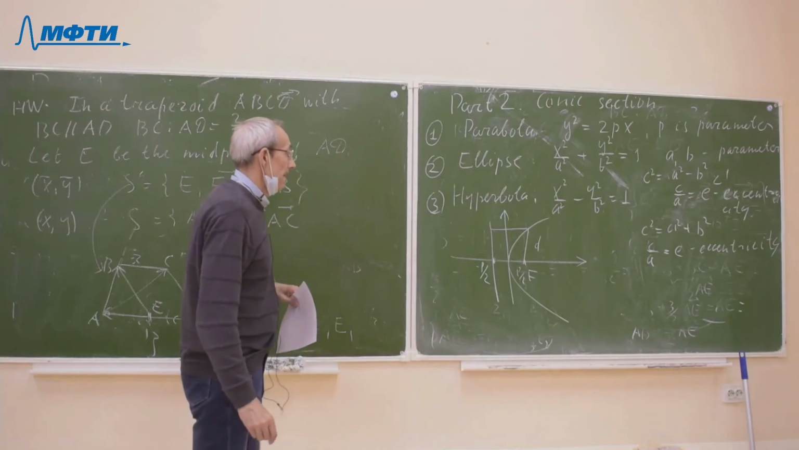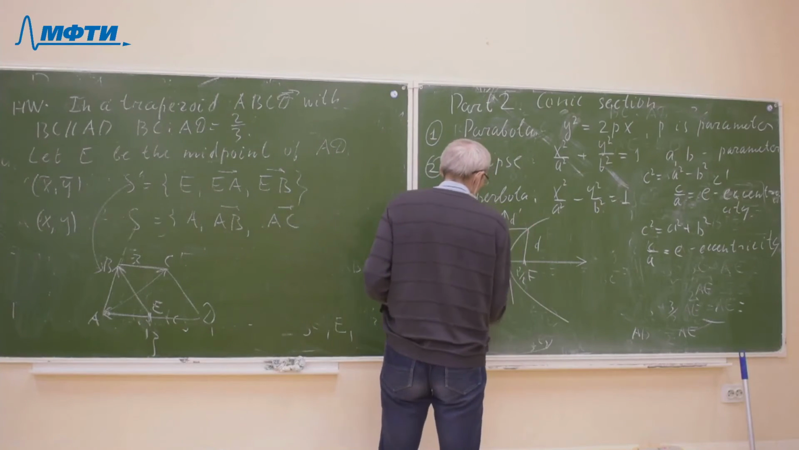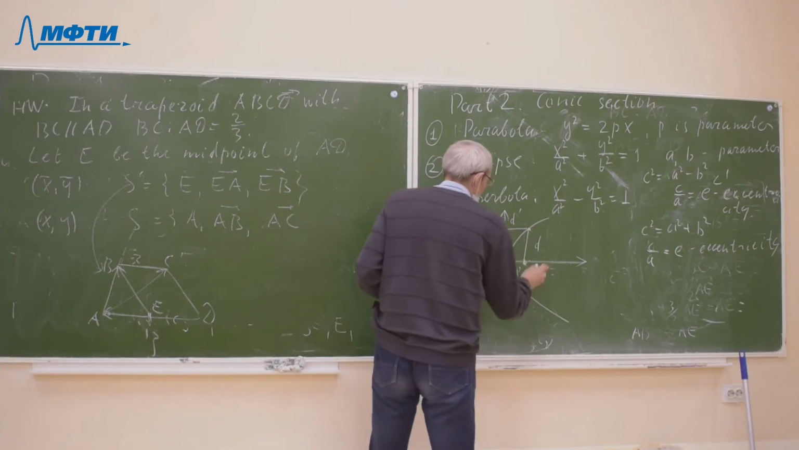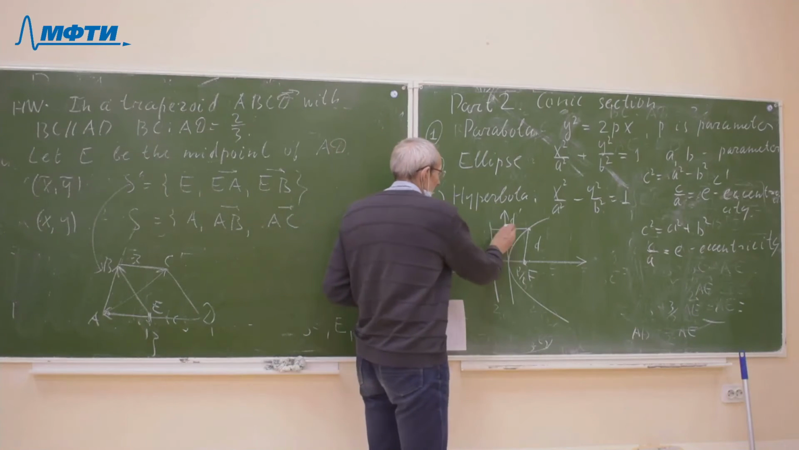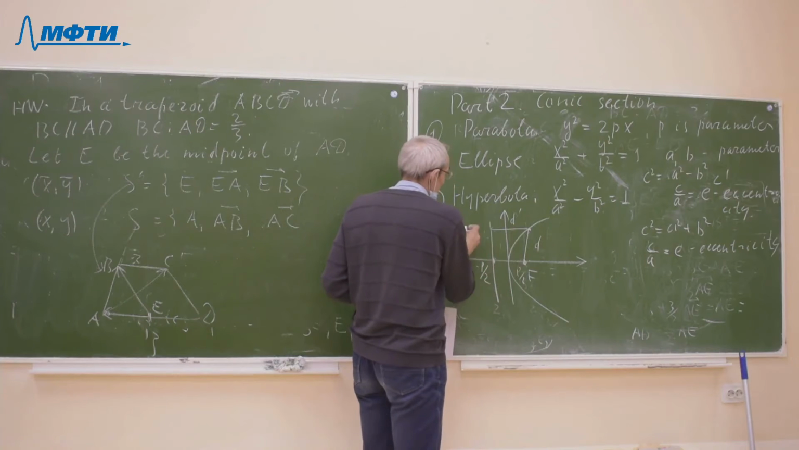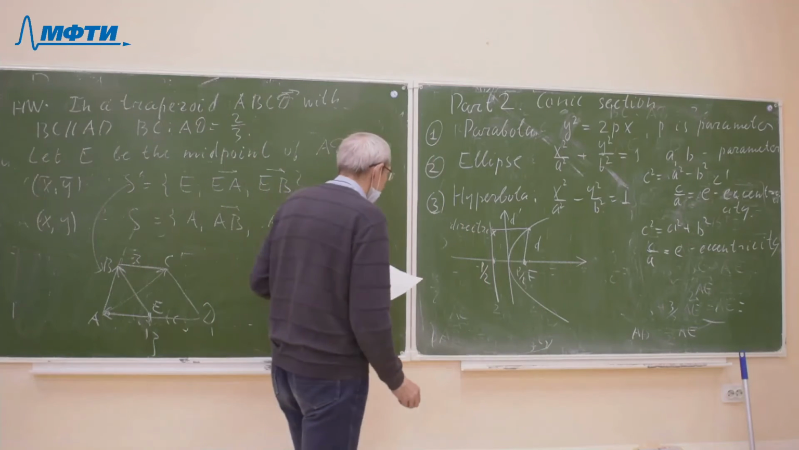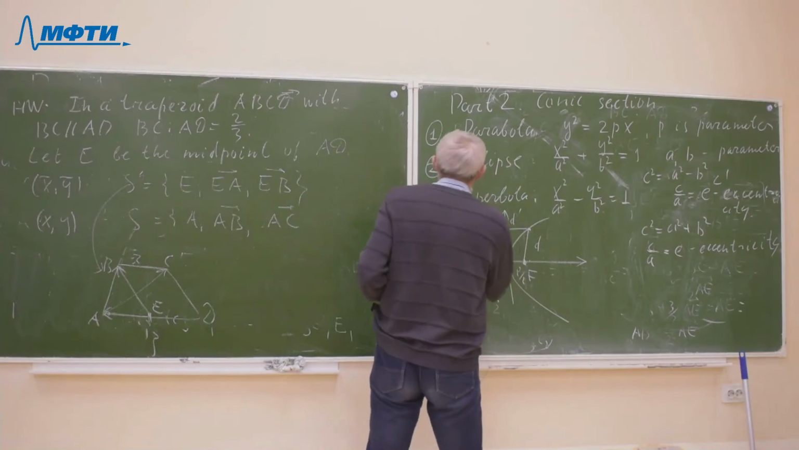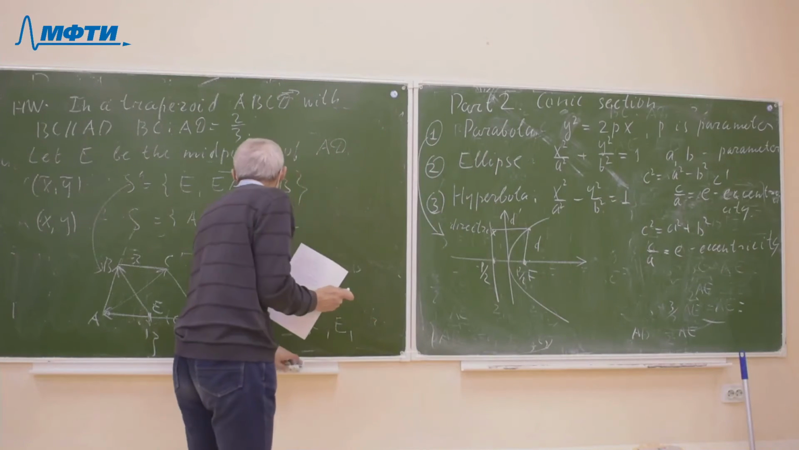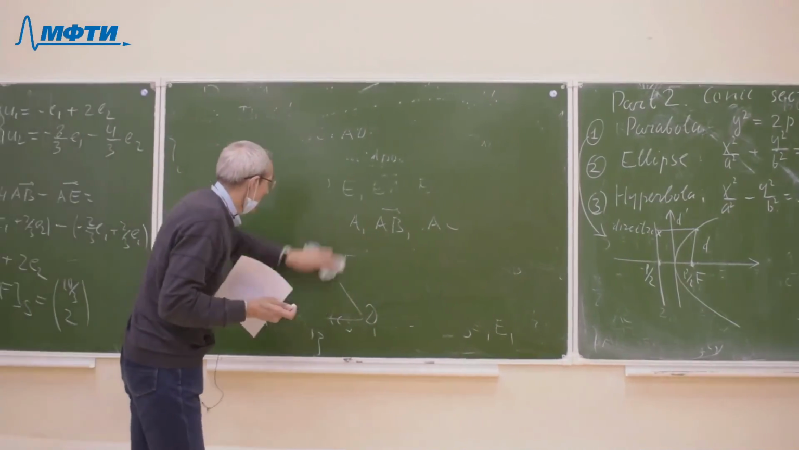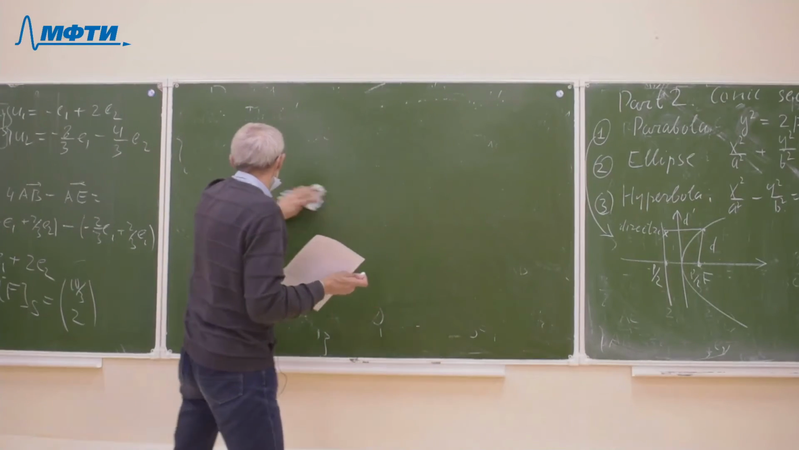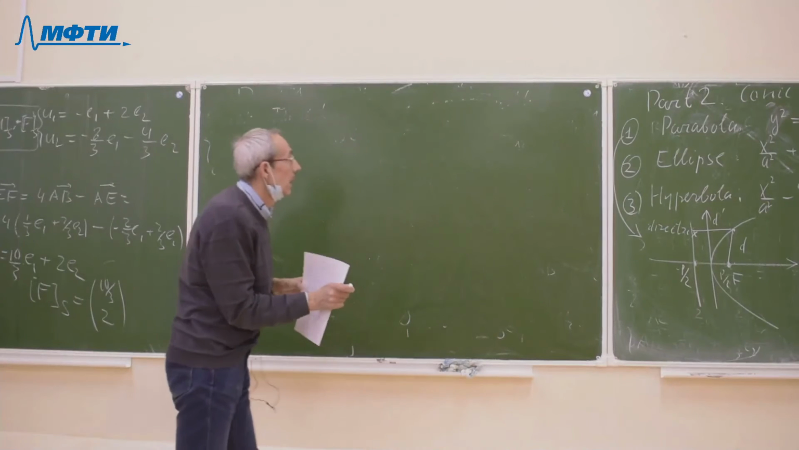This D, this D prime. D is the distance between F, which is called the focus, and this straight line, which is called the directrix. This is the first case, and we also have the second and third cases. Ellipse.